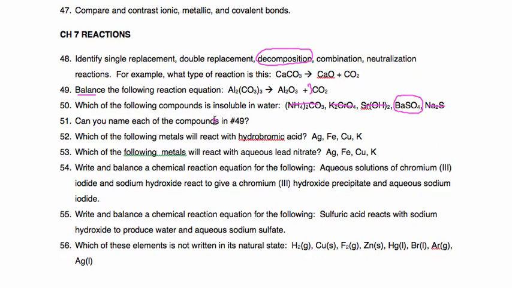How would you name each of the compounds in number 49? Ammonium carbonate, potassium chromate, strontium hydroxide, barium sulfate, sodium sulfide.